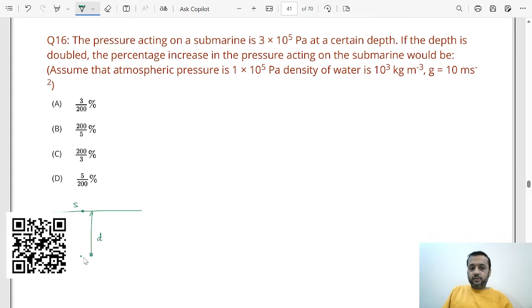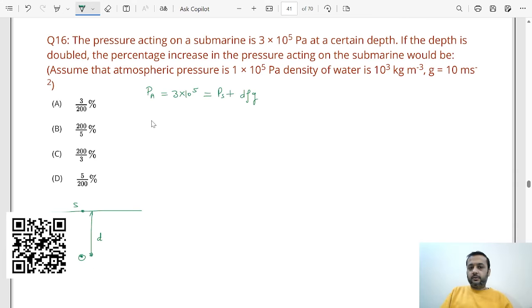Here is the pressure at A. Suppose here there's a submarine. So the pressure at the submarine is 3 into 10 to the power 5 initially, right? And this value we can write using the law of pressure as PS, which is the pressure at the surface, plus d rho g. This is the pressure at the point A.